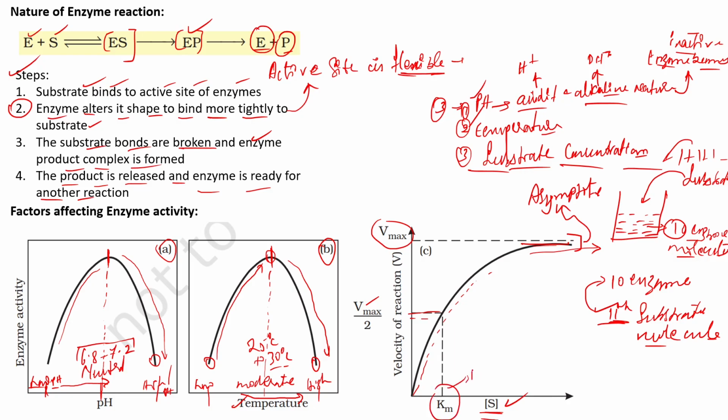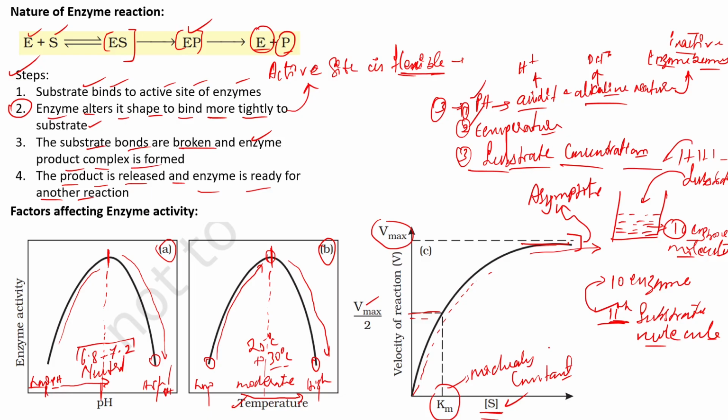It is called the Michaelis constant. Now don't worry about what the Michaelis constant is. It is mainly an equation called the Michaelis-Menten equation. These were the two scientists who described enzyme kinetics. It is completely mathematical, it is physical chemistry, so I don't think it is required for our discussion over here.